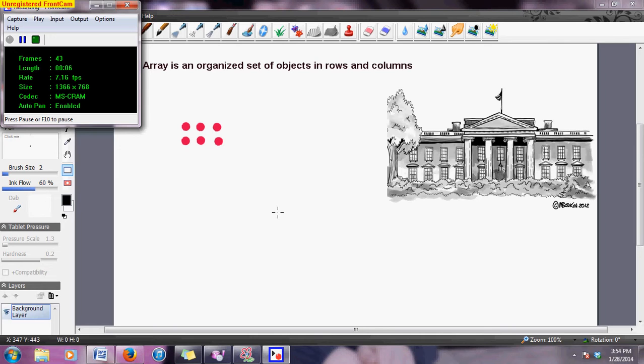And for us adults out here, arrays is a relatively new term. We didn't learn about arrays in elementary school. But an array is just an organized set of objects in rows and columns.